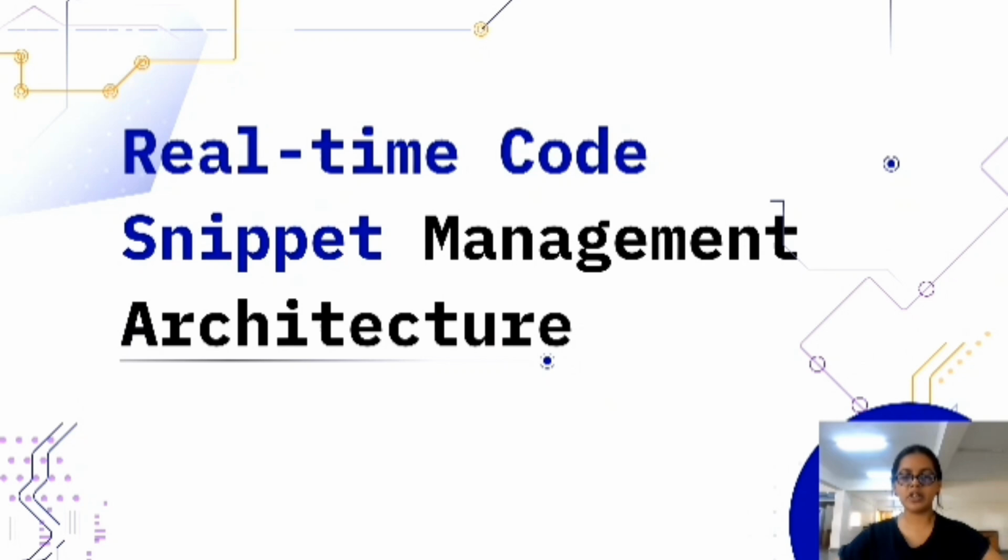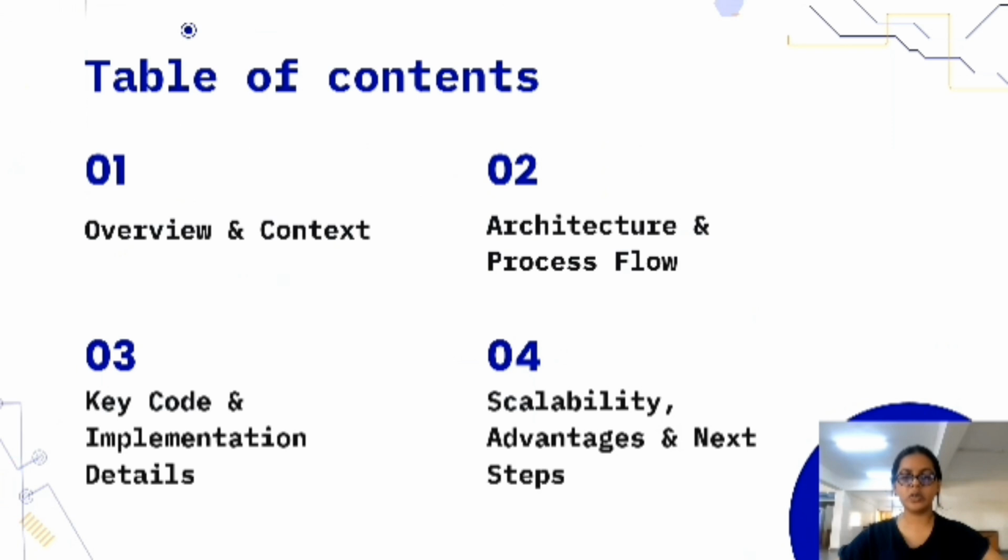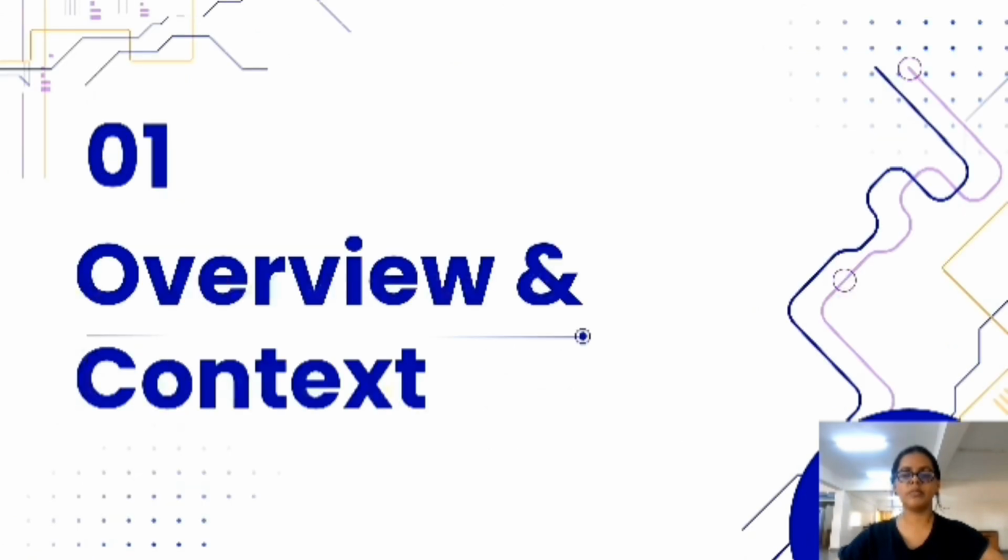Real-time code snippet management architecture using Java Swing. This project focuses on improving the developer's productivity by enabling quick reuse of code snippets. In this video, I'll cover the overview, architecture, implementation, and finally advantages and future scope of the project.